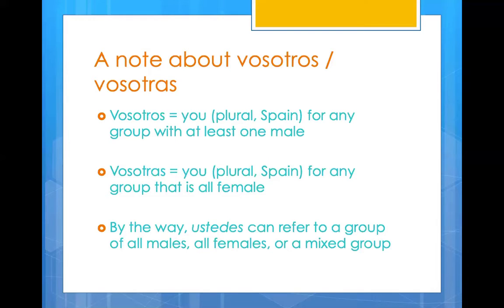By the way, ustedes, remember, you plural everywhere else except Spain? Ustedes can refer to a group of all males, all females, or a mixed group.